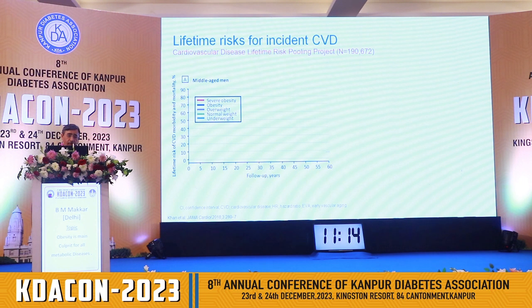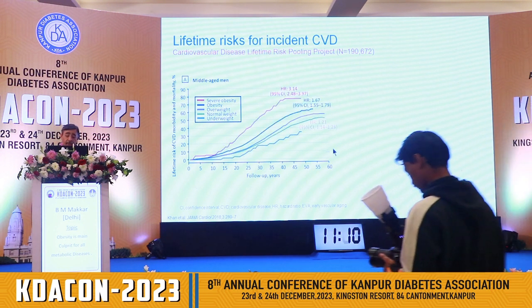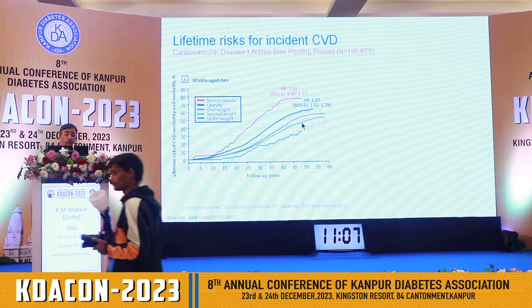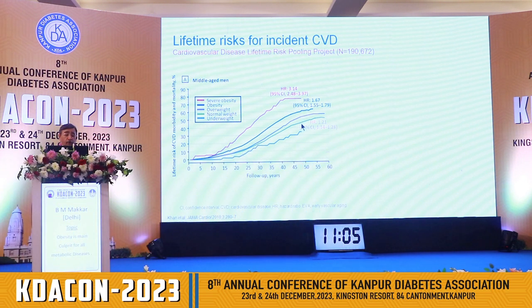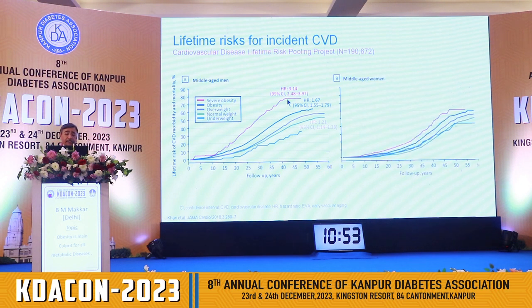And if you look at the follow-up data from this study, compared to people who had normal body mass index, the hazard ratio of getting cardiovascular disease or cardiovascular death was almost 3.14, and this was seen both in men and women. And they also estimated the vascular aging.